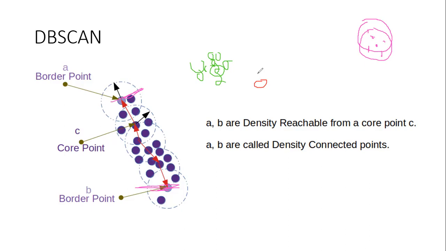I will never do it. Until and unless I reach the border points here and use the density connected formalism to confirm that these are the border points, then I will say ki haan, density region khatam ho gaya. Uske baad, so I discovered this. Then what?